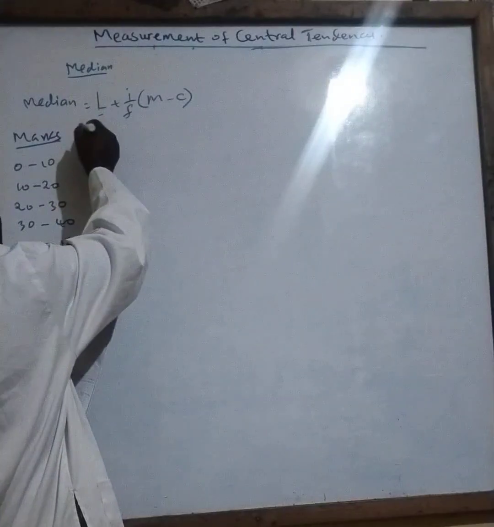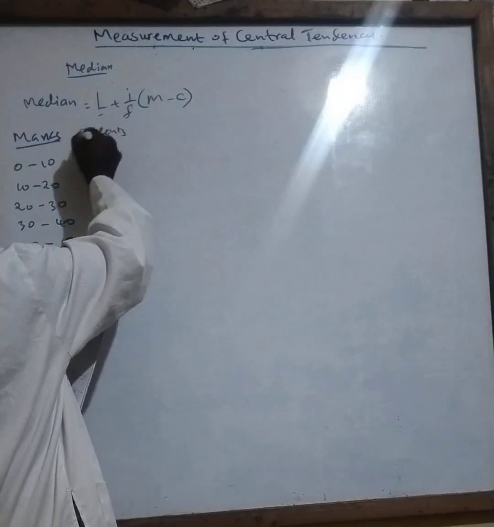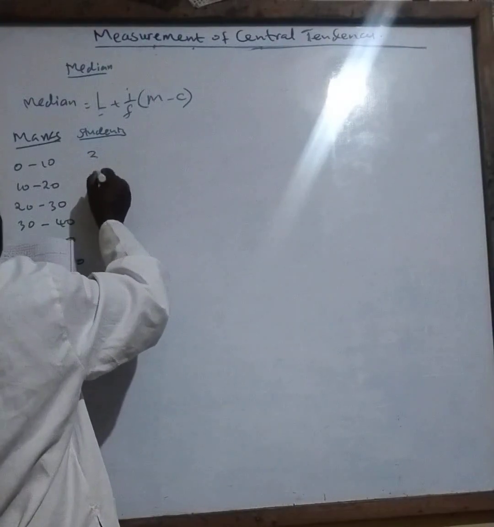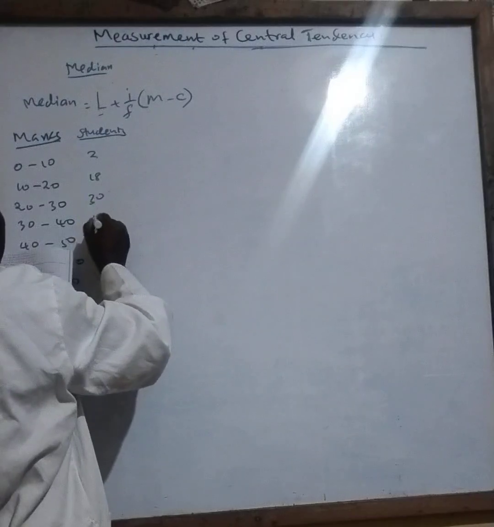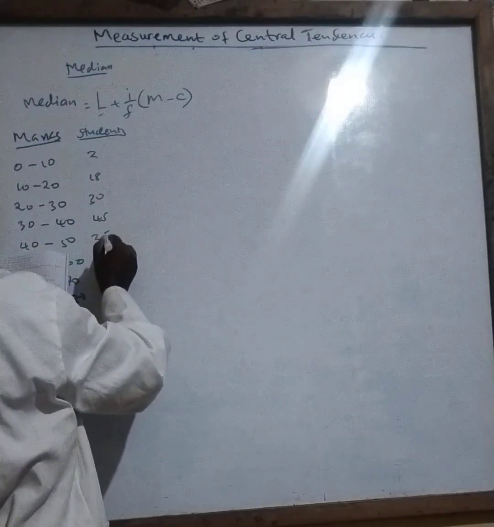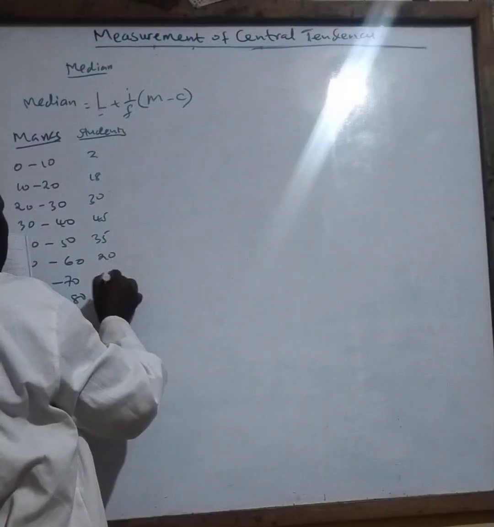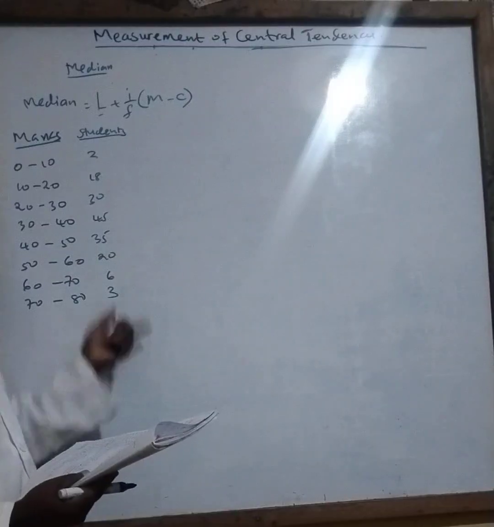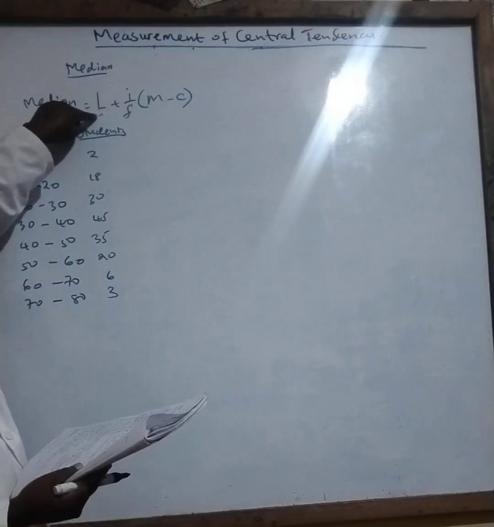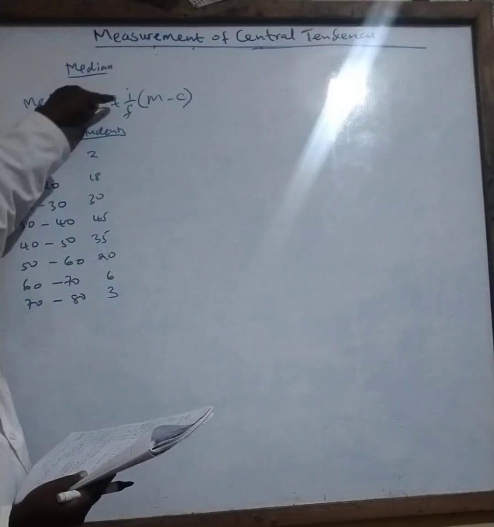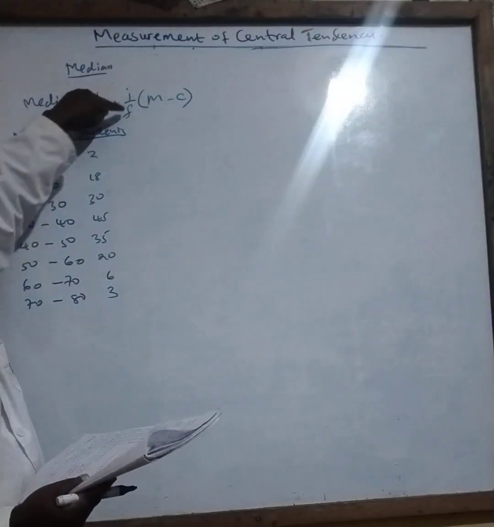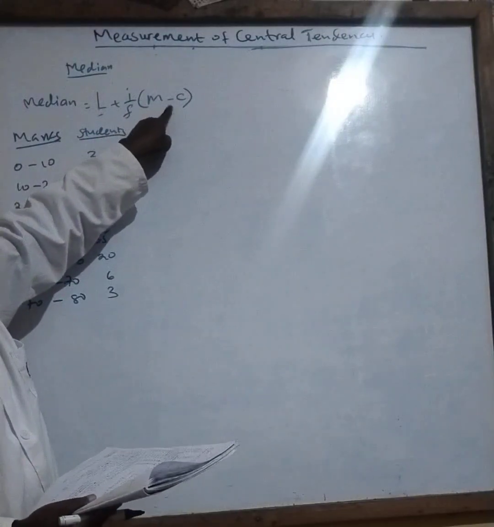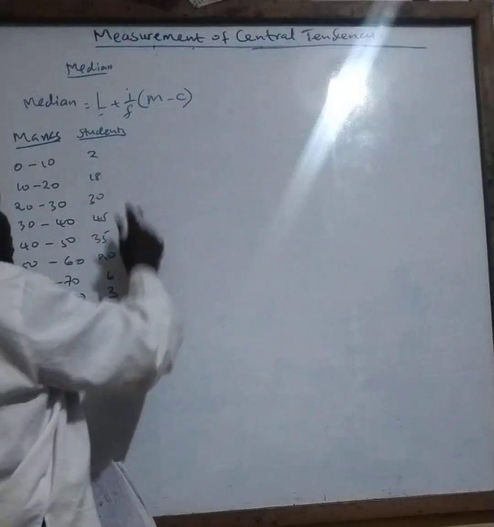Now, take note of what is happening here. Again, you have been given the frequency. In this case, it is students. Student stands for frequency. So in this case, we have 2, 18, 30, 45, 35, 20, 6, and 3. So we have the frequencies here. Now, I want to locate the lower value of the middle class, the interval of the middle class, the frequency of the middle class, M the middle class, then the cumulative frequency, which means I need to get the cumulative frequency here.